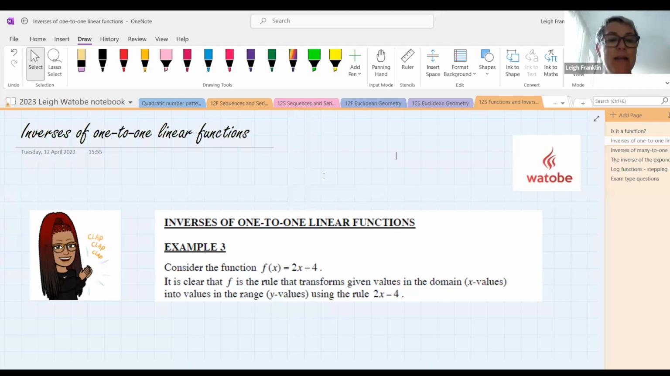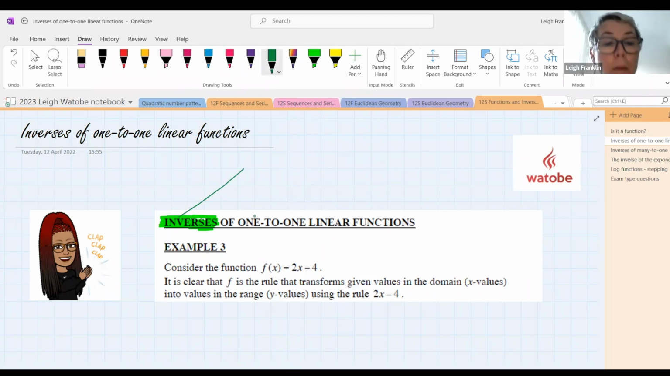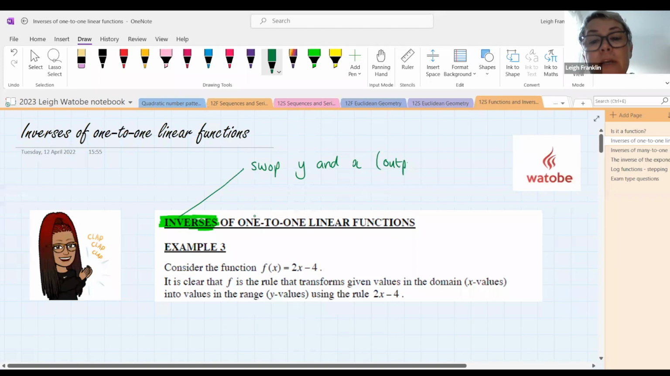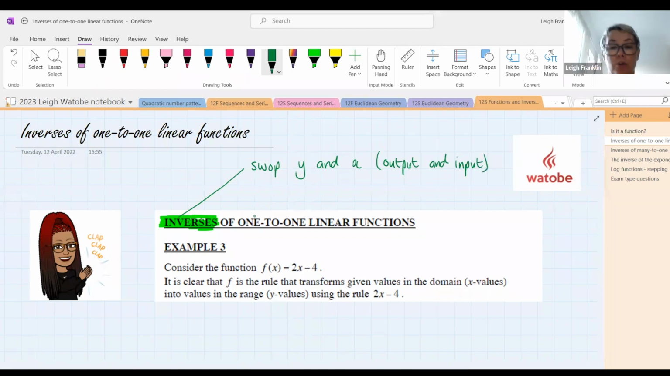Okay, so that being said, let's define what we mean by an inverse. When we are talking about an inverse function, we can look at it in one of two ways. Either you can regard an inverse as the interchanging or swapping of x and y. So what I've done is I have swapped x and y. In other words, I'm changing around output and input. So output becomes input and vice versa. That is one way to look at it.